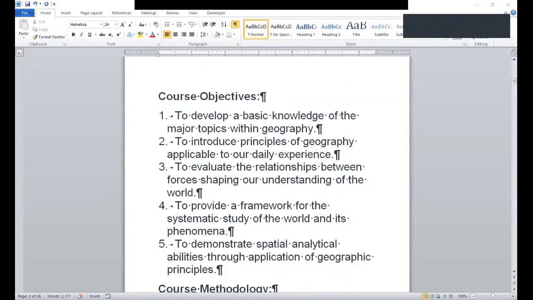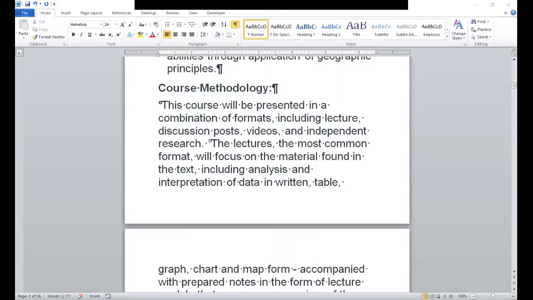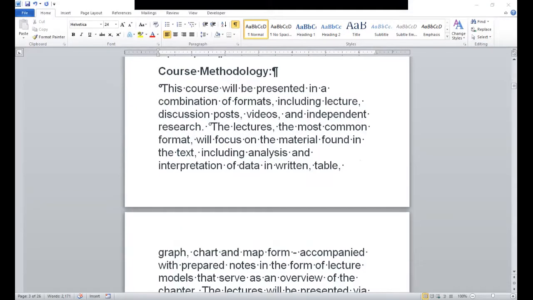Course objectives. The methodology, we'll talk about that. This course is going to be presented in a combination of formats, and I'm reading, including lecture, discussion posts. I will have videos, and we'll have some independent research in the form of what I call labs. More on all of that in a few minutes.